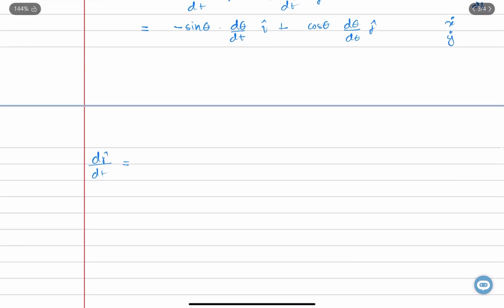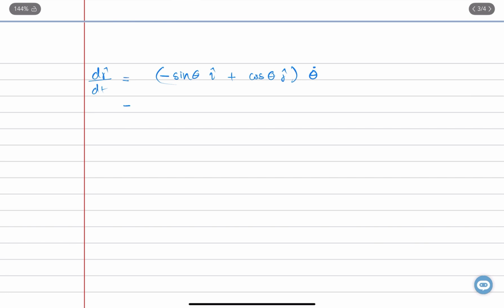Okay. So dr cap dt would be equal to minus sine theta i hat plus cos theta j hat multiplied by theta dot. But this is exactly the unit vector theta hat, isn't it? So we get theta dot times theta cap, right? So this is the derivative of the unit vector r hat, and this would be very important to us.